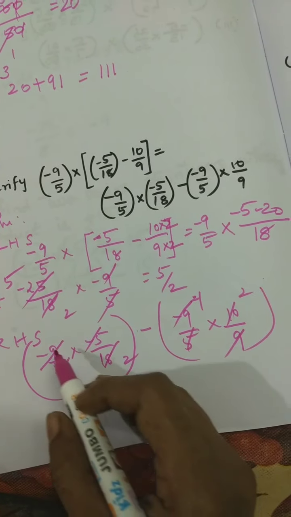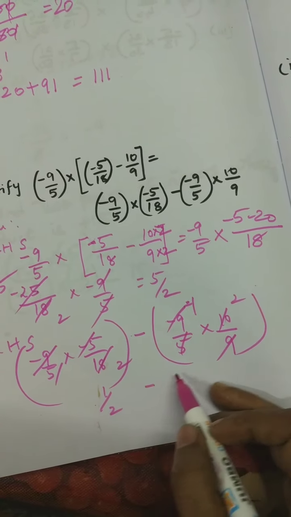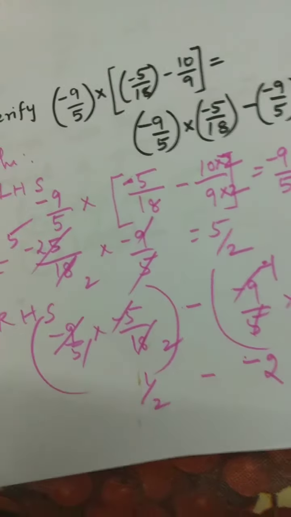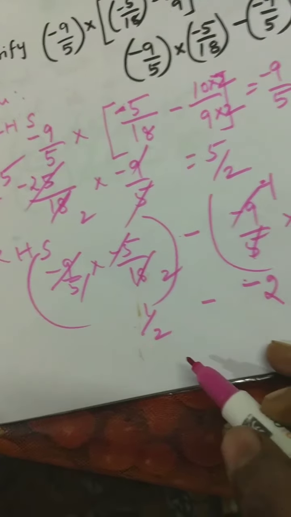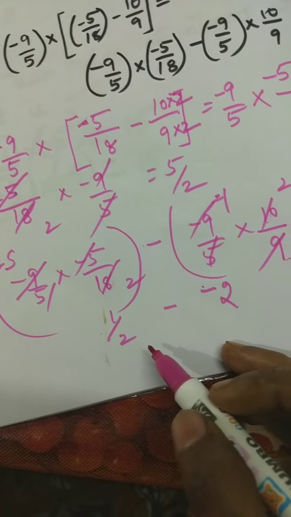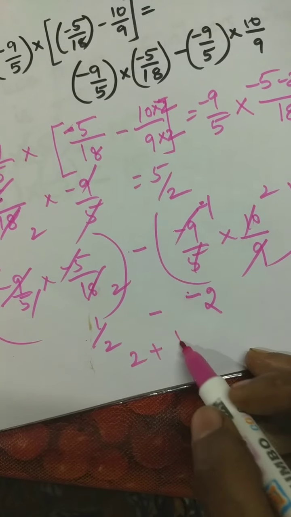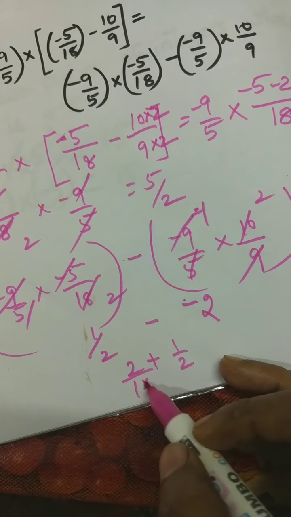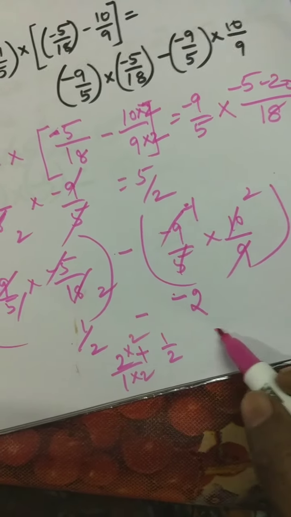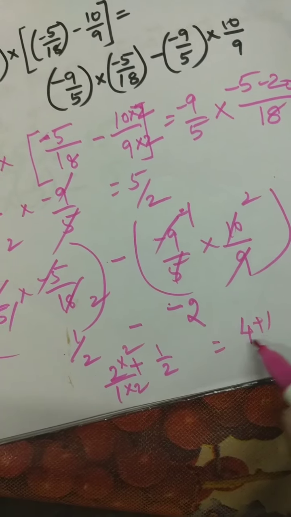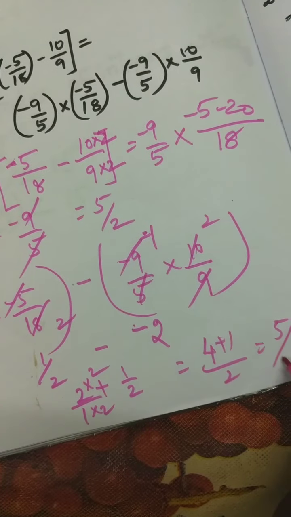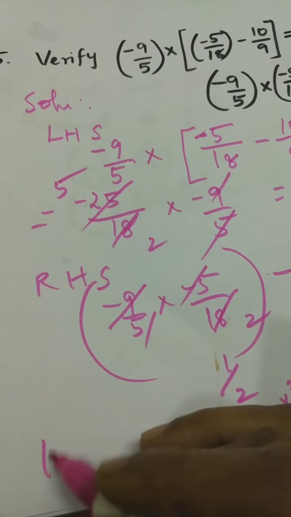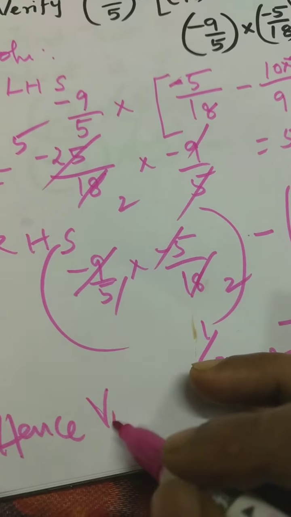Now see, the remaining is 1 by 2 minus 2, minus 1 into 2, and now you have to add 2 plus 1 by 2. Then you have to see the LCM, which means you have to multiply both numerator and denominator by 2. 4 plus 1, 5 by 2. So both the numerator and denominator are the same. Hence verified.